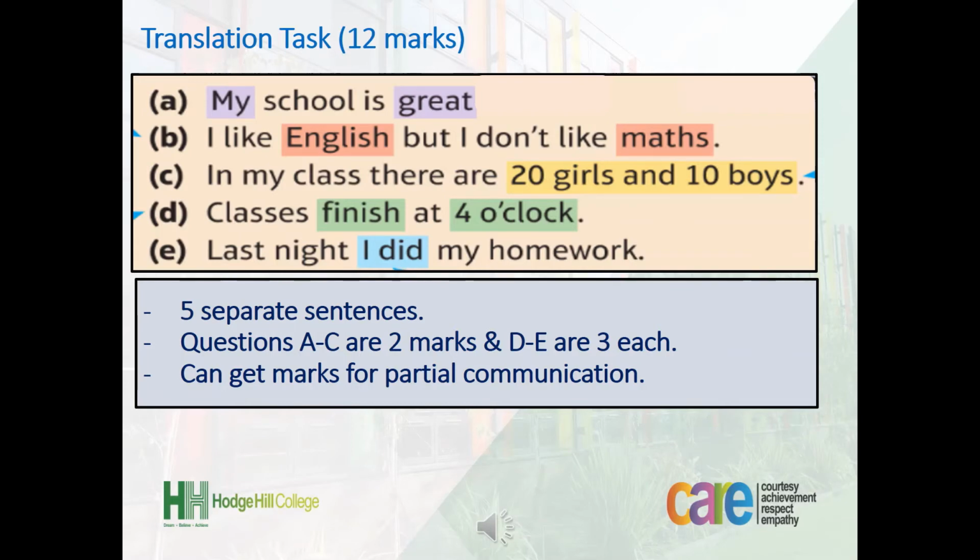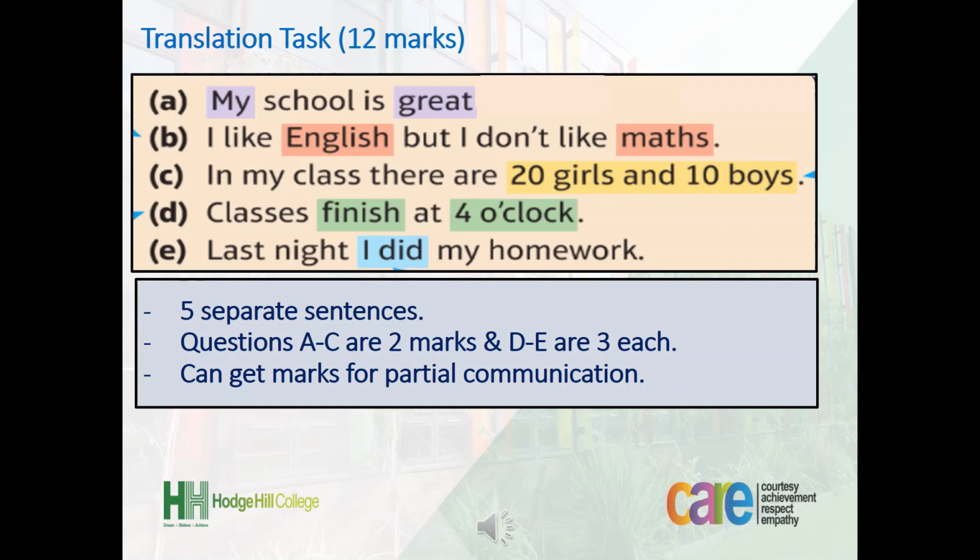The final question on the foundation writing paper is a translation task, which is out of 12 marks. As you can see in the example, you have 5 sentences. Questions A to C, or the first 3 questions, are always worth 2 marks, and questions D and E are 3 each, because they require something, for example, different tenses or just more detail. It's imperative that you have an attempt at all of the sentences. You can get marks for partial completion.